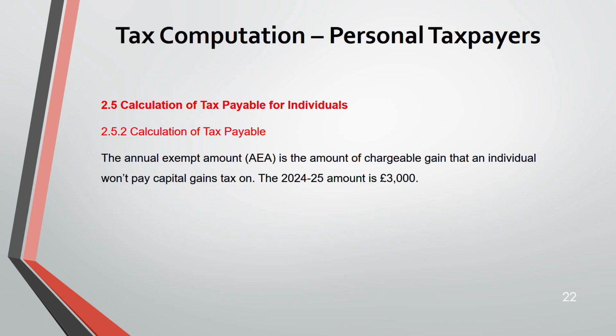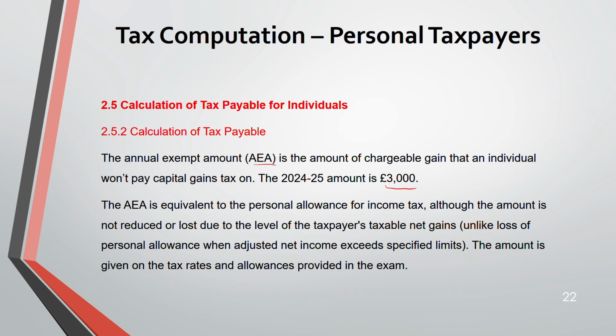Then the AEA is 3,000. Up to 3,000 of gain, no CGT. Now, this AEA is equivalent to personal allowance. But remember, there is an advantage for CGT. That is, this AEA of 3,000 is not reduced. It's not reduced like your personal allowance, where if your adjusted net income is more than 100,000, personal allowance reduces, right? Your AEA doesn't reduce. It's always 3,000.